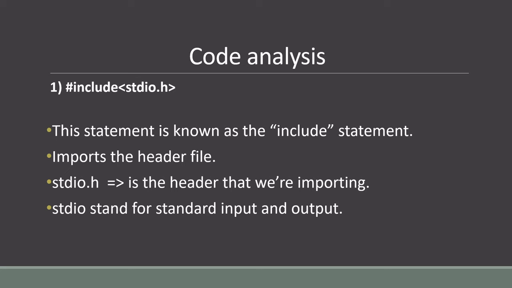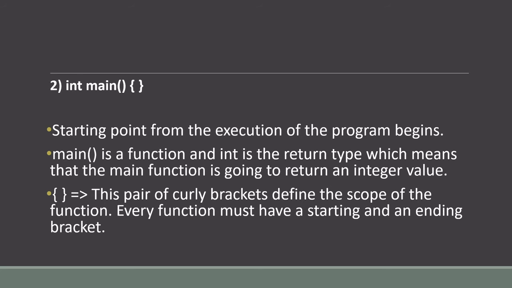The second line is int main. There must be a starting point in our code from where the execution of code should begin. Int main is that starting point. The int main is followed by a pair of curly brackets. This pair of curly brackets defines the scope of the function. Every function must have a starting and an ending bracket.